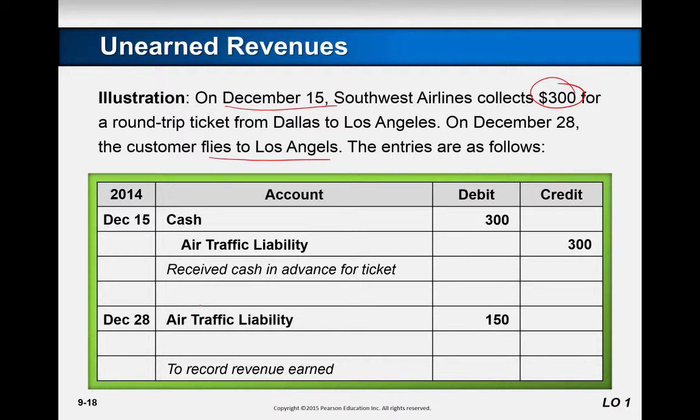Then once we go on the trip, we take it out of that air traffic liability, and then we go to ticket revenue. And notice we did half of it, because basically at December 28th, we pretty much just have half of that.